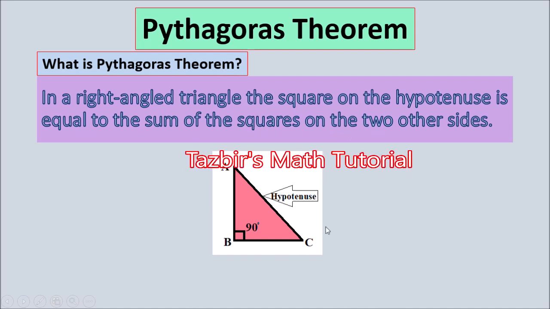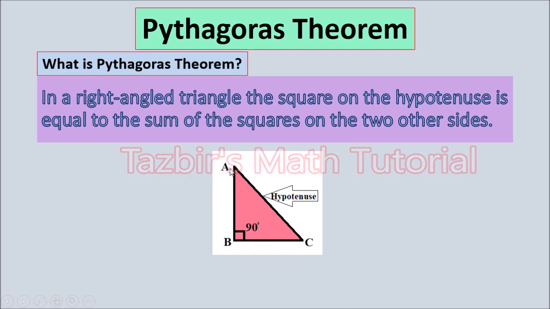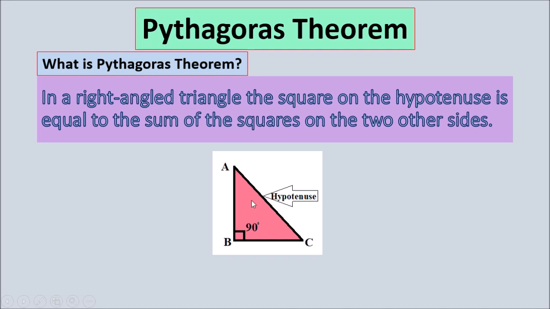Here is the right angle triangle, and in this right angle triangle, we can say AC is your hypotenuse, and its square is AC square. Look here, AC square. And what are the other two sides? AB and BC. So AB square plus BC square. This is the theorem of Pythagoras, and this is the statement of Pythagoras.